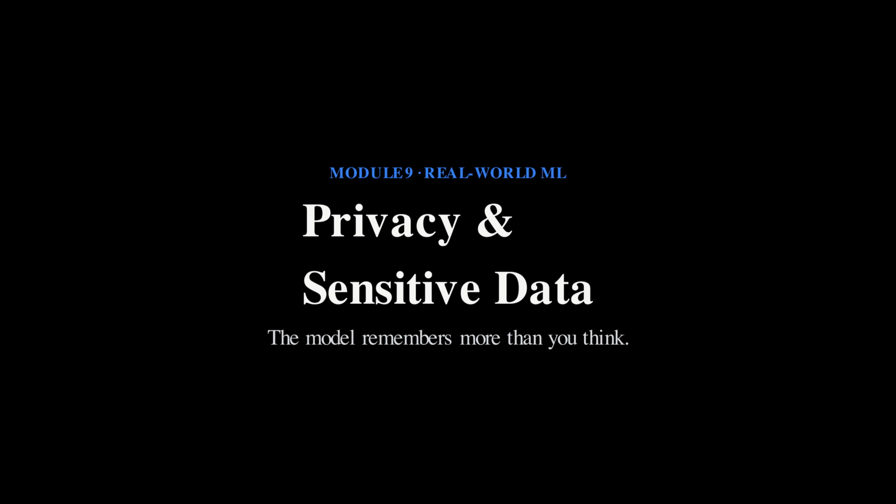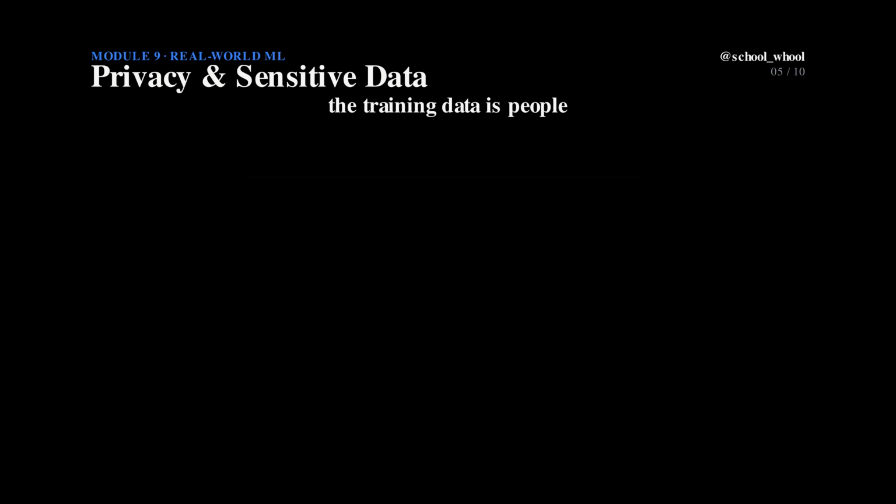Machine learning models are built from data about real people, and both the data and the trained model can leak that information. Protecting privacy isn't a checkbox at the end. It's a chain of choices about what you collect, what you release, and how. Behind every training row is a person.